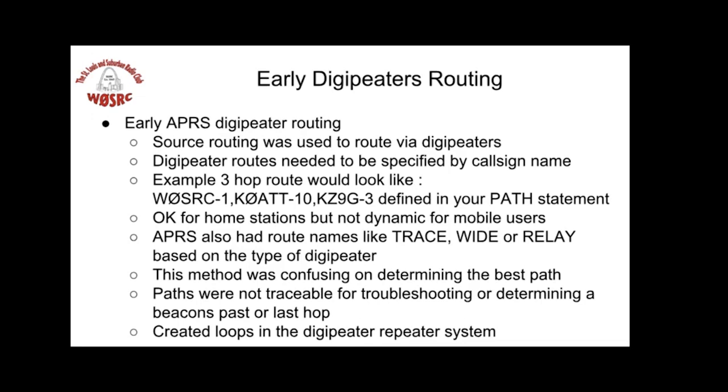And then APRS also had route names like trace and wide and relay. Nobody really knew what they stood for. Do I go through a relay? Do I go through a wide Digipeater? There was a bunch of confusion to determine the best path. And then also paths were not traceable. So I could send my packet out, but I didn't know if it was going to come back to me. I didn't have a way to figure out where my packet went. And then it also created loops, right?